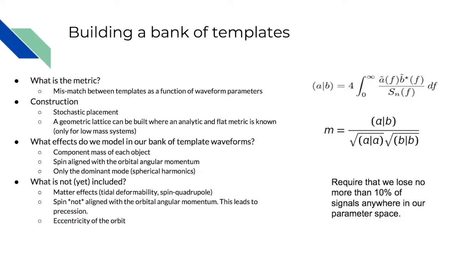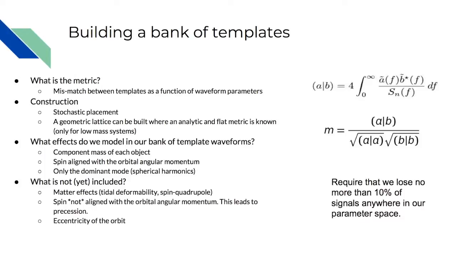Of course, what is a bank of templates? Essentially, if we have one model, we can search for that with matched filtering. We can look for peaks in the SNR time series, and then we can see how significant those peaks are. But we want to search for many different kinds of systems, which means that we need to search for every single one separately and then combine those together. And how do we do that?